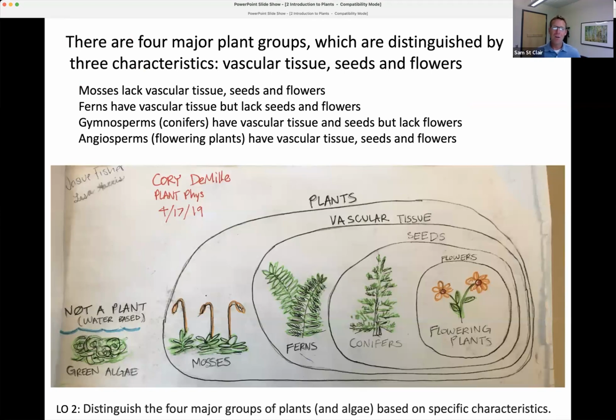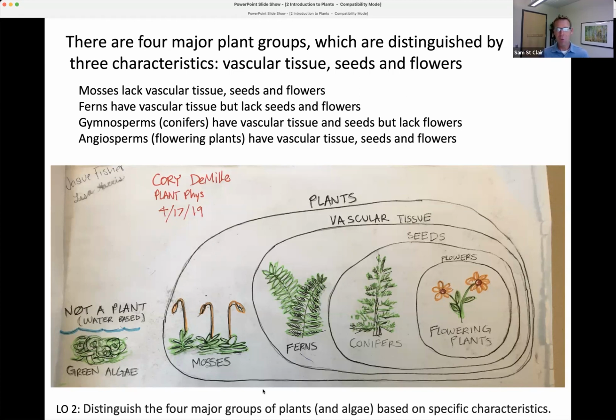Okay, there are 4 major plant groups that grow on land. We want to distinguish those from algae that are very similar to plants. Land plants actually evolved from green algae, but green algae grow in bodies of water, in oceans and lakes, and terrestrial plants grow on land. So that's the big thing that distinguishes green algae from land plants.